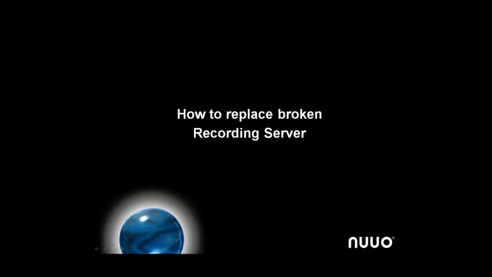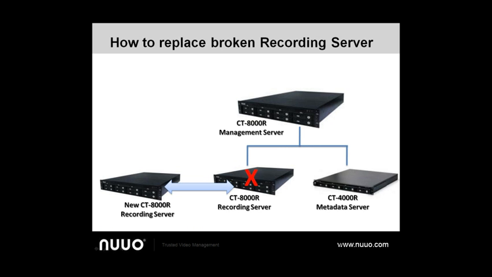The next topic, I will let you know how to replace a broken recording server. Okay, we know how to replace the measurement server, but what if the recording server is broken? In this scenario, we have a broken recording server that needs to be replaced. In the following procedure, the out-of-order recording server is called the old recording server, and the new recording server is the one that replaces it.